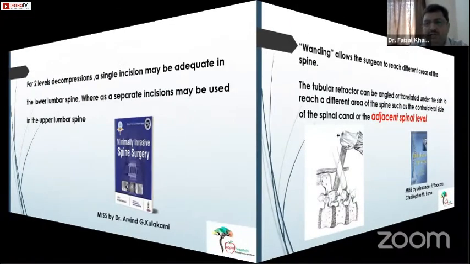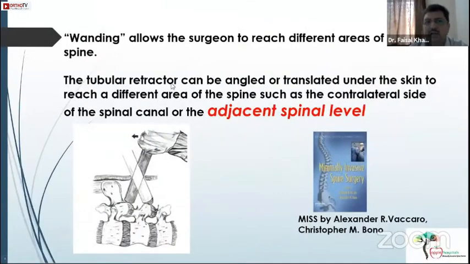Again, by Dr. Alexander Vaccaro in his book, MISS, winding allows the surgeon to reach different areas of the spine. The tubular retractor can be angled or translated under the skin to reach a different area of the spine, such as the contralateral side of the spine in lumbar canal stenosis or the adjacent level.